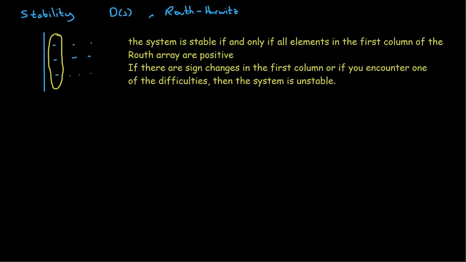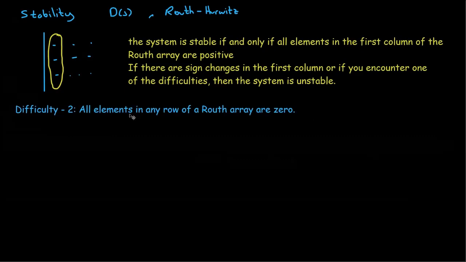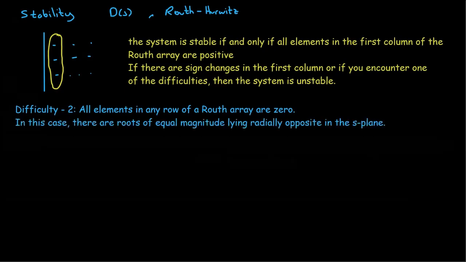The second difficulty corresponds to the case where all elements in any row of a Routh array are equal to 0. If such a case happens, then it is known that there are roots of equal magnitude lying radially opposite in the S-plane. So maybe I can underline that: we have equal magnitude and radially opposite roots in the S-plane.